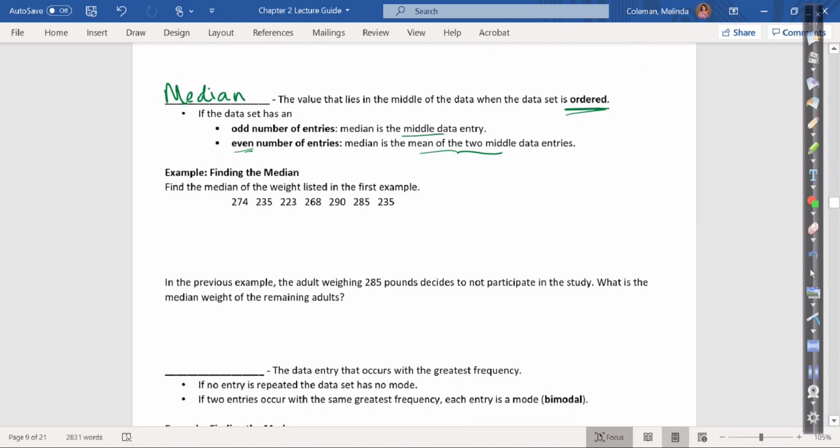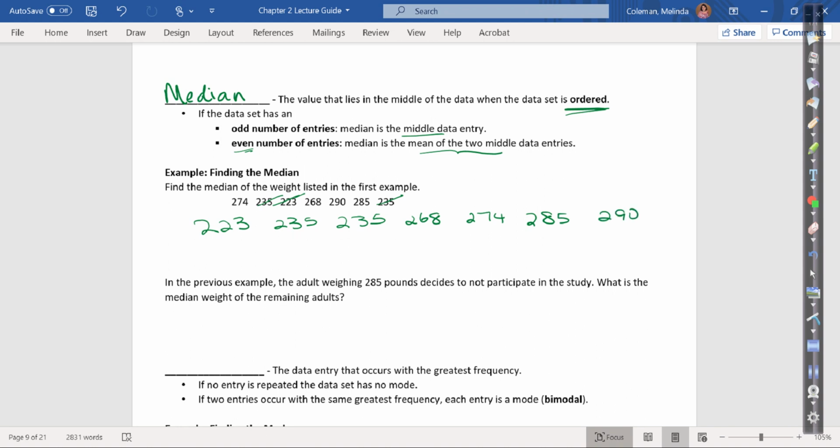So using the same data set, find the median of the weights listed in the first example. So I am going to put them in order. So 223, 235, 235 shows up twice. So 223, 235, 235. The next one would be 268, and then 274, and then 285, and then 290.